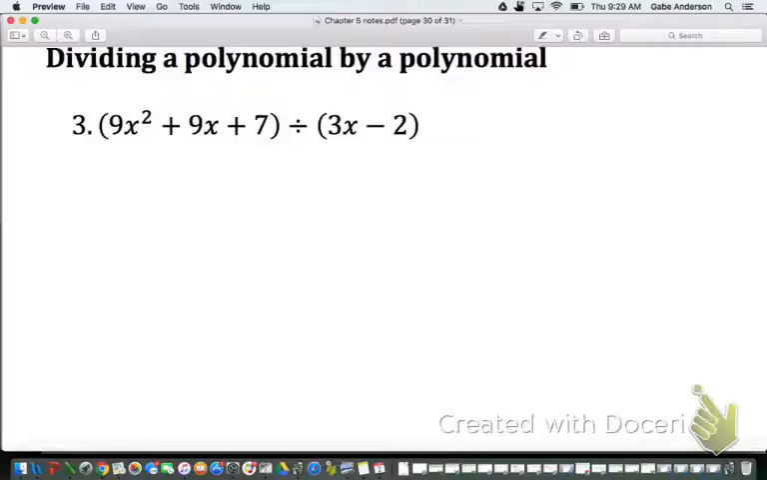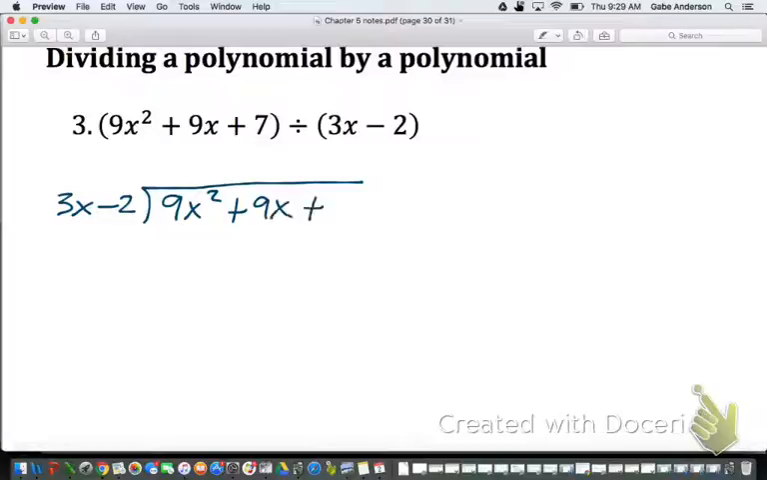We're going to take 3x minus 2, and we're going to divide it into this trinomial, 9x squared plus 9x plus 7. And just like with regular old long division that you guys learned in 6th grade, we don't try to divide the whole dividend by the whole divisor in one shot. We simply take a little part of the divisor and divide it into a little part of the dividend, and then do it again, and then do it again, right? You repeat a process several times to get to an answer. So here's how this works here.